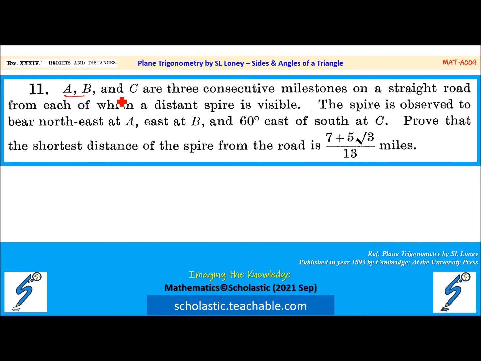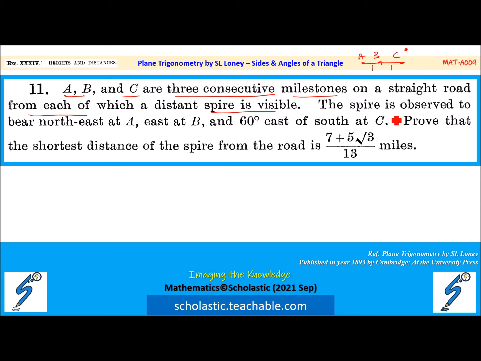A, B and C are three consecutive milestones. That means between A, B and C, 1 mile. A, B, C, so they are milestones. So each point is 1 mile away, on a straight road, from each of which a distant spire is visible. So they can see a spire from each of these points.